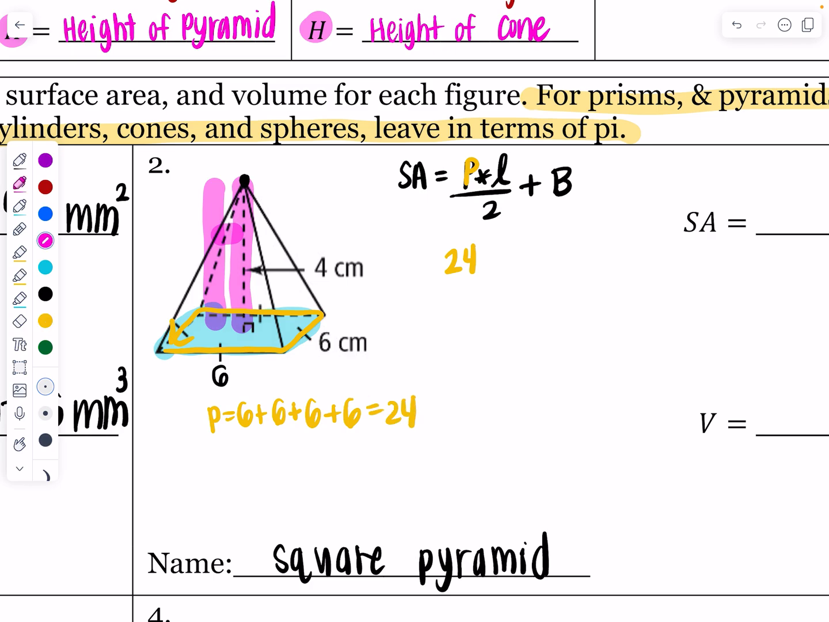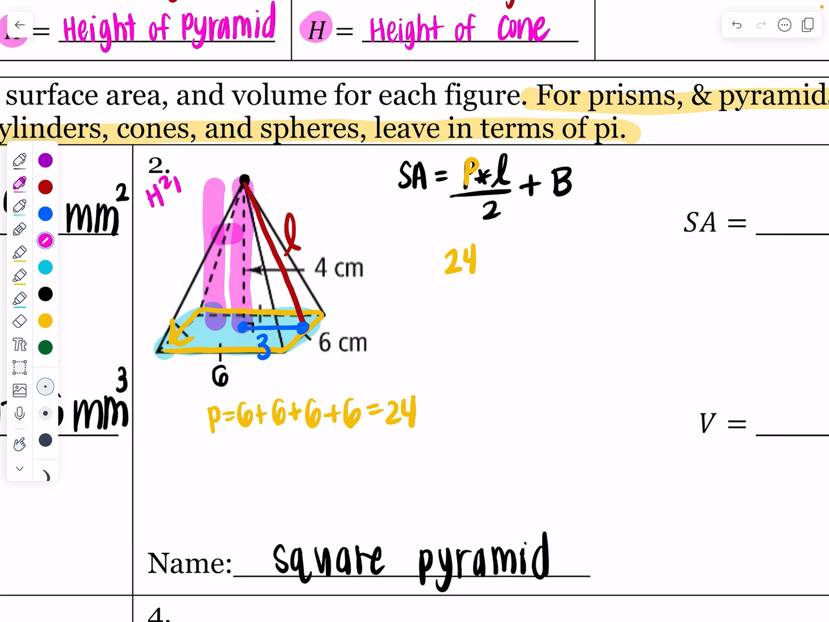What is my slanted height? Unfortunately, I don't have it in this picture. So I'm going to have to draw it in. So this is going to be my slanted height. It's the height of the walls. It's leaning. And so what we're going to have to do is draw a piece connecting halfway across the square. So from the H to the slant height is going to give me half of that square, which is going to give me 3. So I'm going to use Pythagorean theorem to find my slant height.